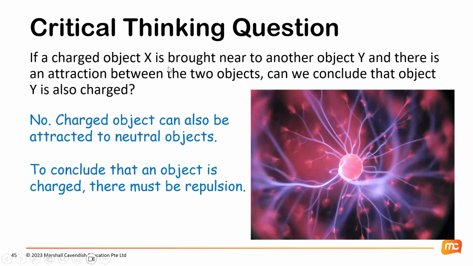It will attract if they are unlike charges, but it can also attract if the object is neutral. A charged object will always attract a neutral object. So we cannot use attraction to conclude whether an object is charged. To conclude if an object is charged, there must be repulsion, because only like charges repel.